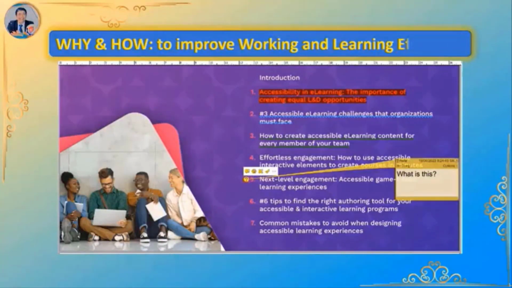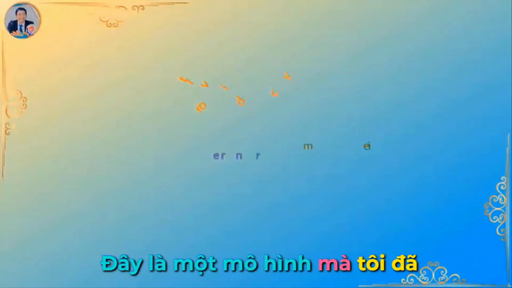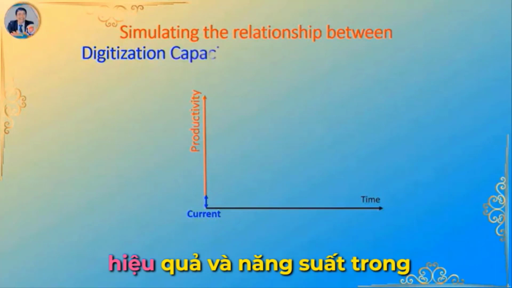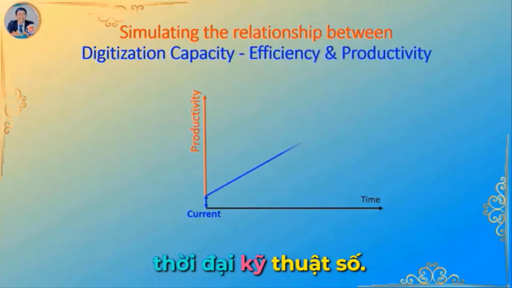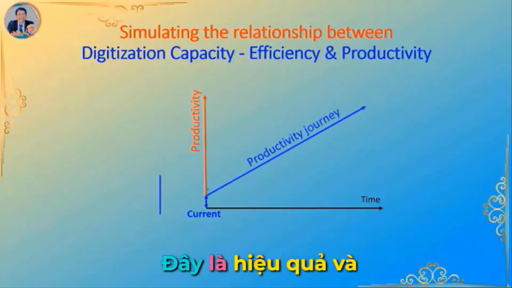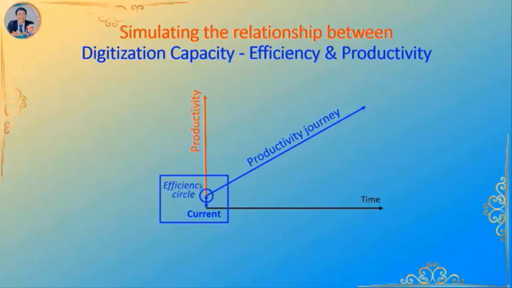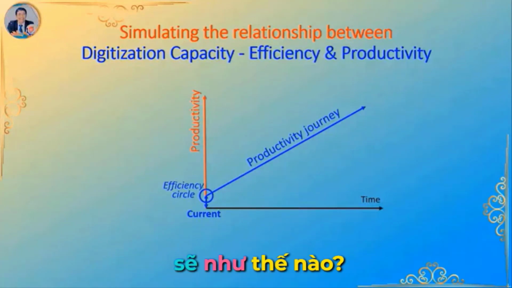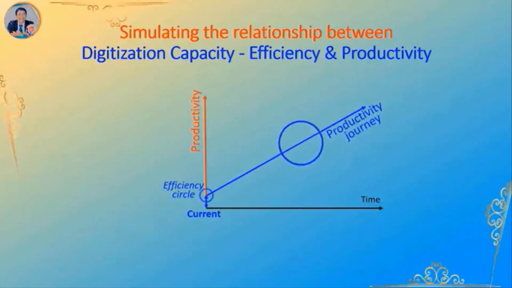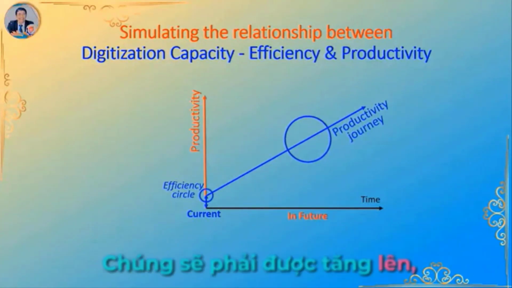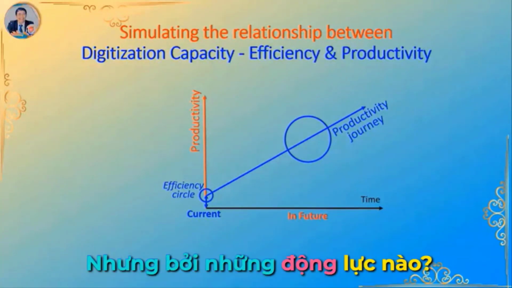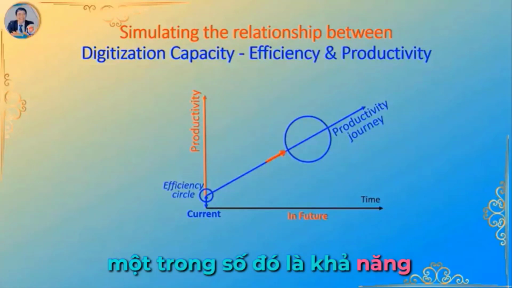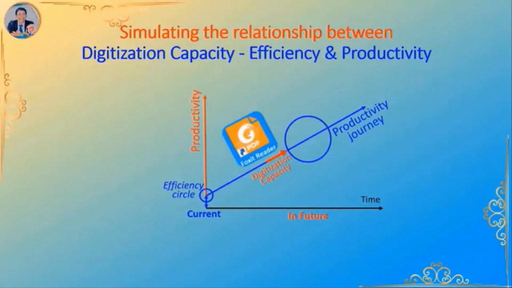And how. This is a model that I have drawn to simulate the relationship between digital competence, efficiency and productivity in the digital age. This is your current productivity and efficiency. What will it in the future look like? It will have to be increased, obviously, but by what motivations? In my opinion, one of them is your digitization capacity.